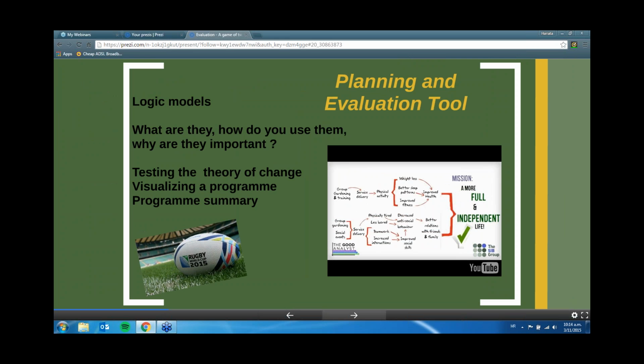So what we've gone over there is an animated visualization of what a theory of change looks like. So I said logic models are called theories of change, they're called impact models, they're called heaps of different things, but it's not important. What's more important is that you know how to do them and why you would use them.